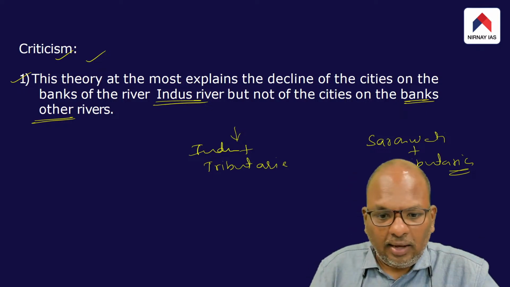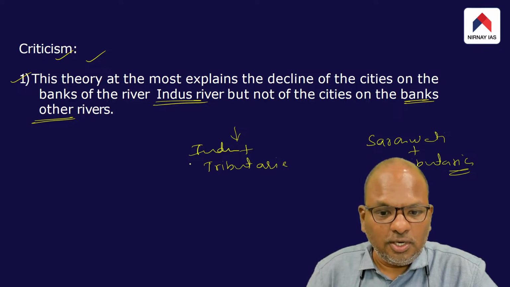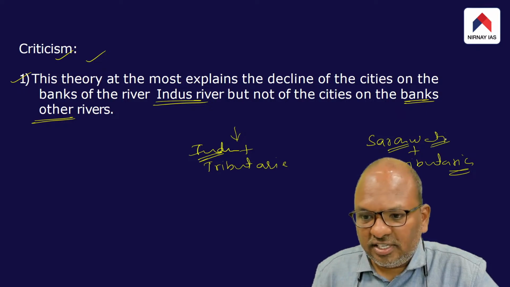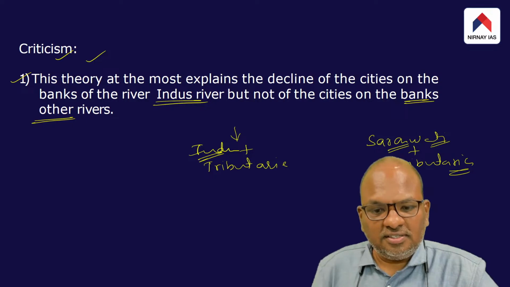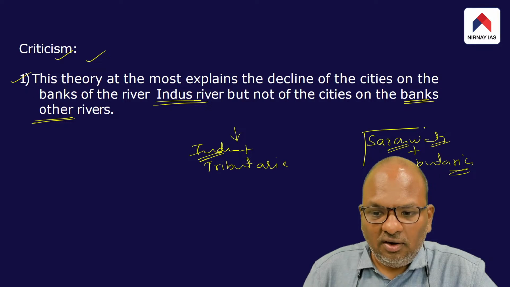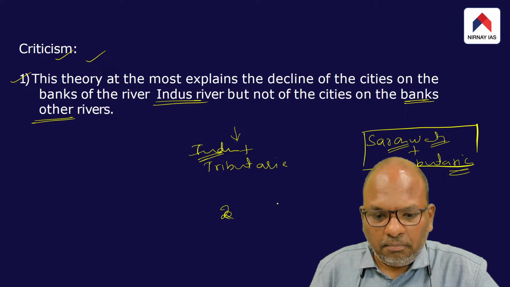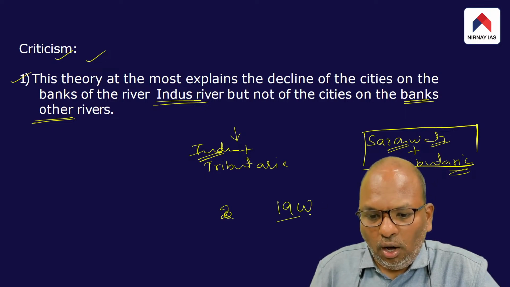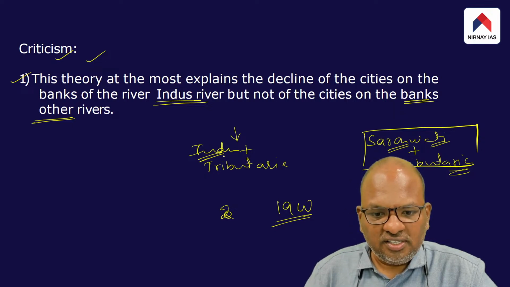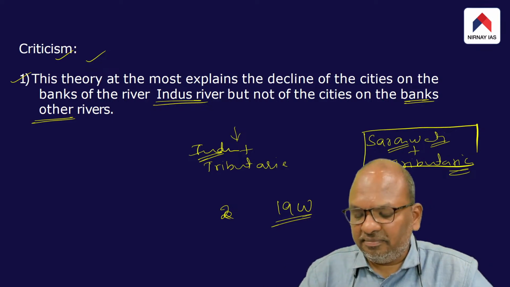Even if we accept the theory, the point is the Indus Valley cities were not just located on the banks of the Indus alone; they were also located on the banks of the Saraswati as well. The point is, Indus Valley cities were located not just on the banks of Indus; they were located even on the banks of river Saraswati as well. But the point is, by 1900 BC, all cities of Indus Valley Civilization, whether they are located on the banks of Indus or located on the banks of Saraswati, began to get deserted.